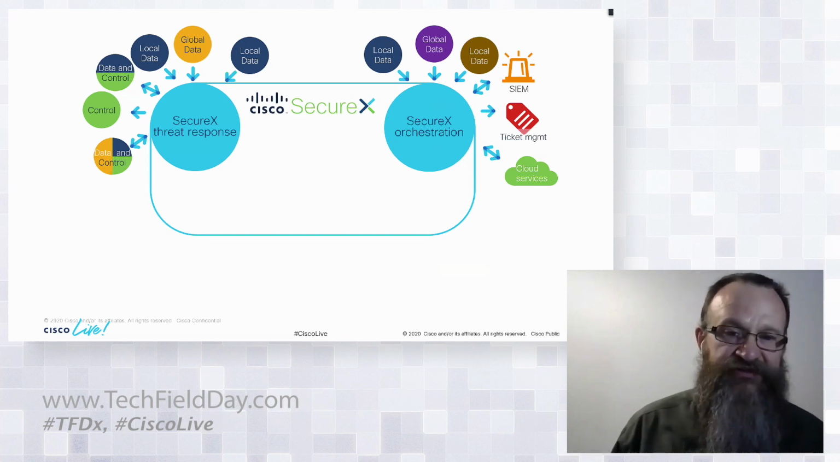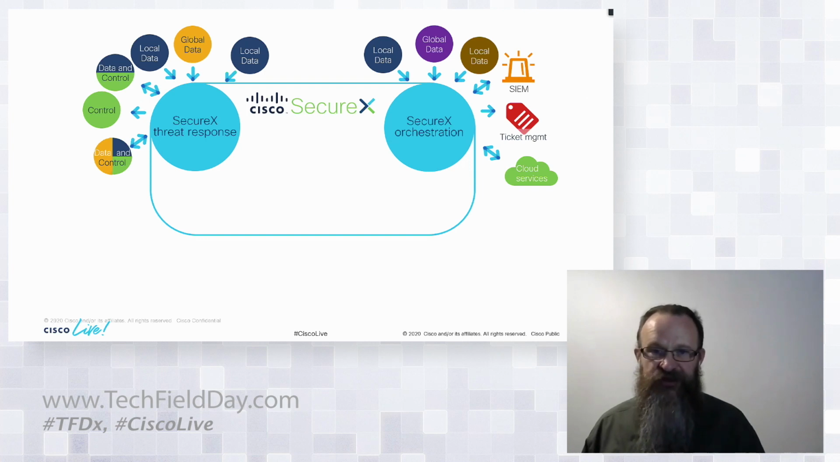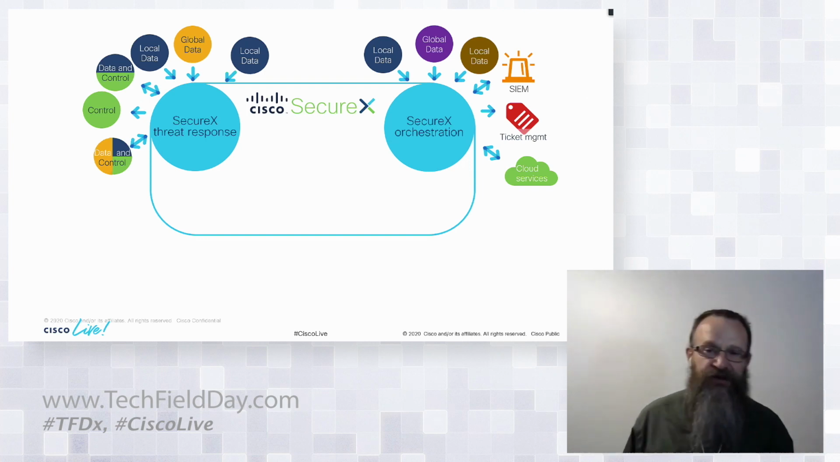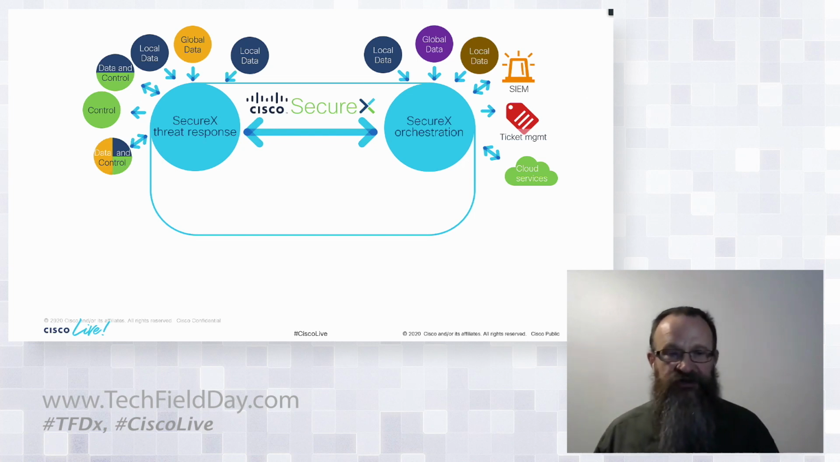They're talking to different things. On the orchestration side, we've got a SIEM, we've got maybe some kind of ticket management system like ServiceNow or something. We've got various other cloud services, and they talk to each other so they can leverage each other. Okay, so within threat response, you can kick off a workflow.